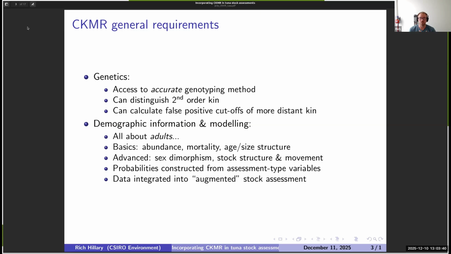And one of the really important things you have to be able to do, especially as your population probably gets bigger, is to be able to calculate false positive cutoffs of the more distant kin. You usually have relatedness statistics that will tell you this is an unrelated pair versus a half-sibling pair. There's going to be a point at which you want to make sure that lesser related kin don't sneak into your samples. So you really need to be strict about how you calculate those things.